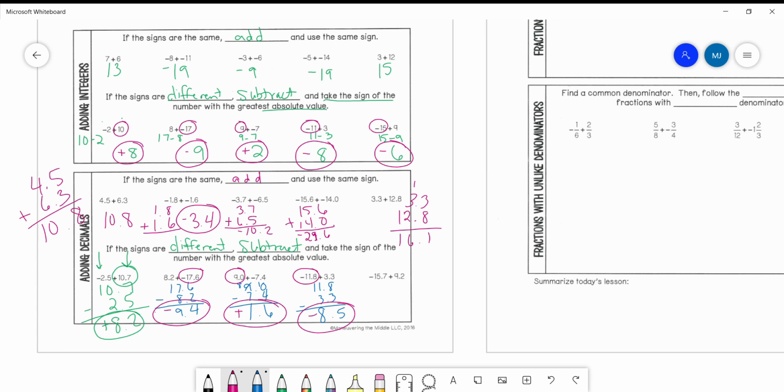Okay, the next one, negative 15 7/10 plus a positive 9 2/10. Signs are different. Find the difference. Put the greater absolute value on top. Line up your decimals and find their difference. Now look at your absolute values. This one has a greater absolute value and it is negative. So our answer here is negative 6 5/10.